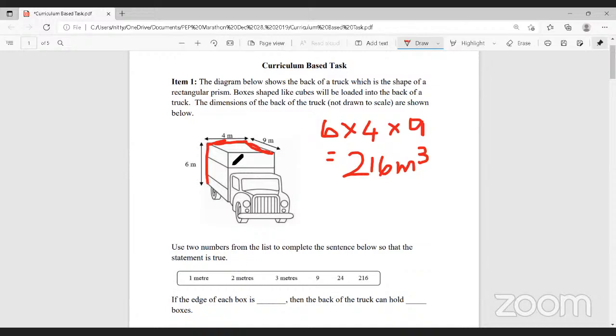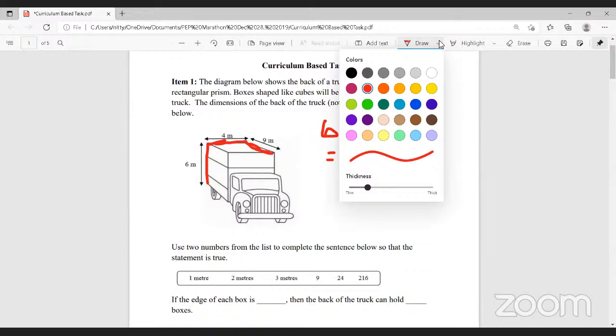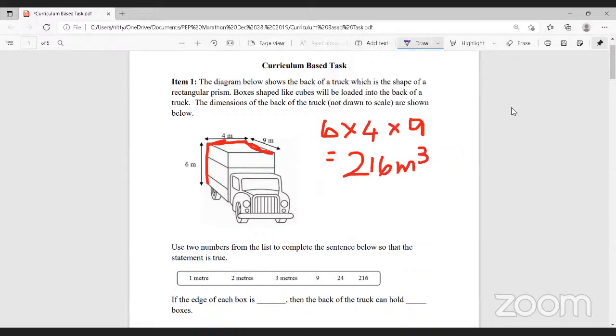So now that we have found the volume of the back of the truck, it says here if the edge of each box, and the boxes are shaped like cubes, those are loaded in the back of this truck. So if the edge of each box is what measurement, then the back of the truck can hold how many boxes? Go ahead and do your calculation. So you gave us the volume, Lalaine. However, we still have to complete this statement.